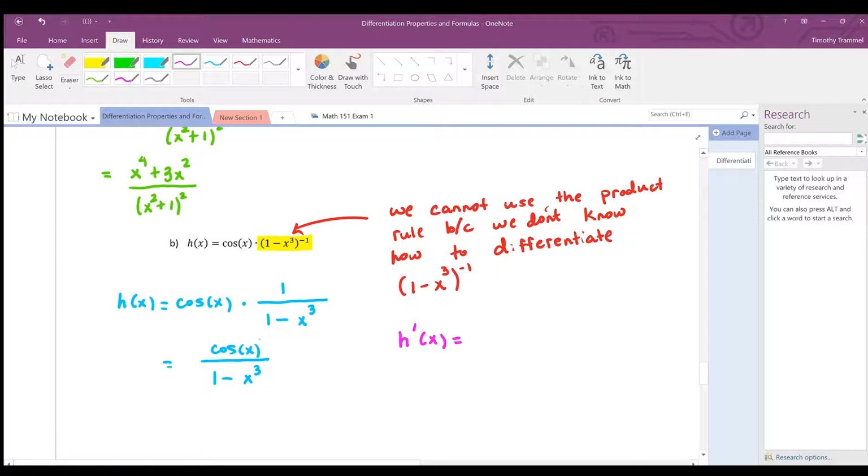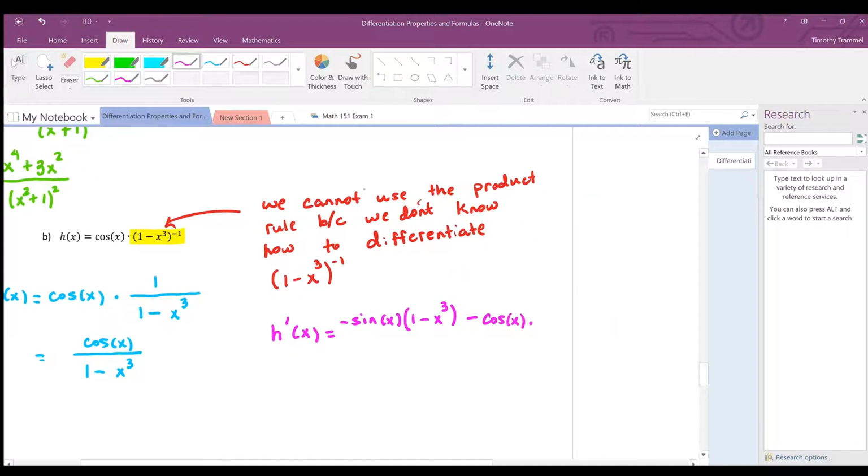So we want the derivative of the top function, which is cosine of x. And when you take that derivative, you're going to get minus sine of x. And then we have times the function that's in the denominator, which is 1 minus x cubed, minus the derivative of the top function, which was cosine of x, and then times the derivative of 1 minus x cubed. Well, if we take that derivative, that's just going to be minus 3x squared.